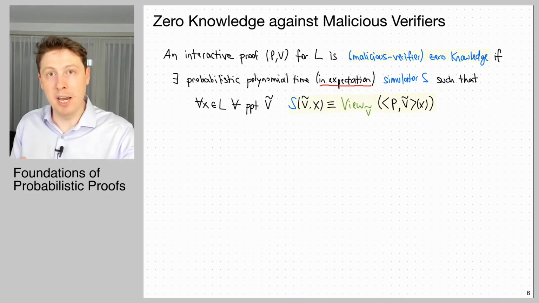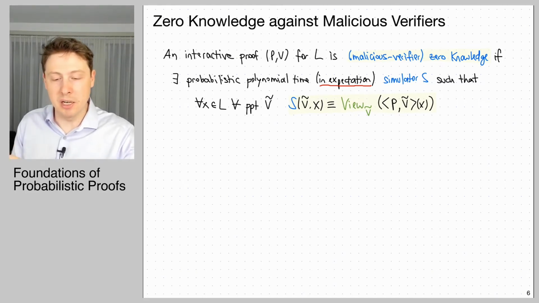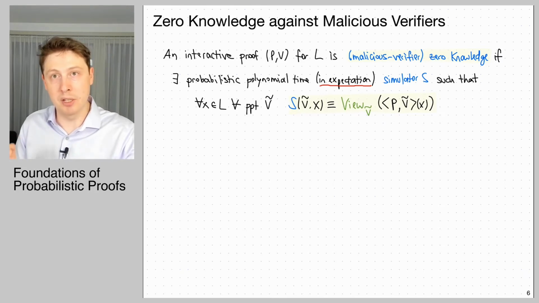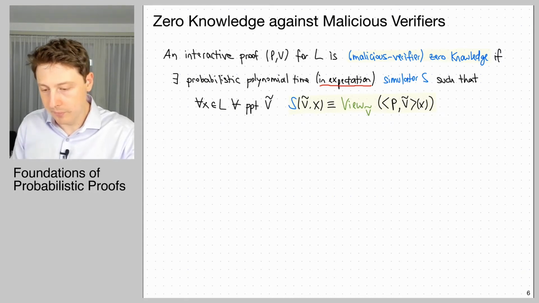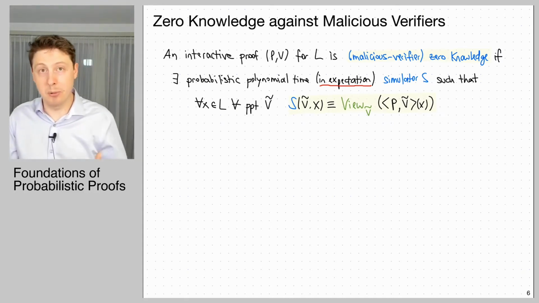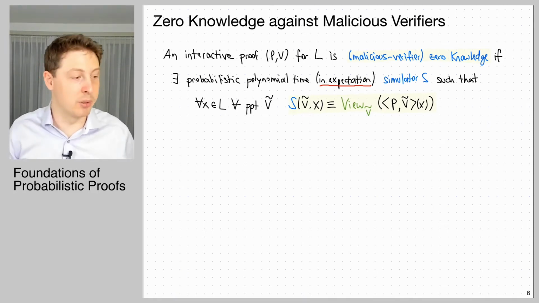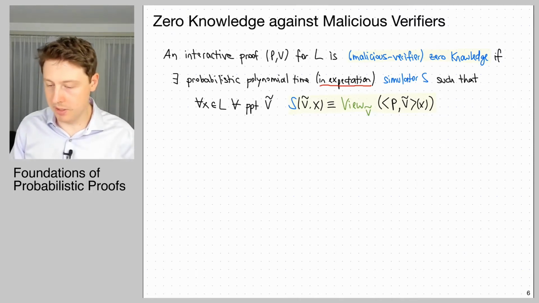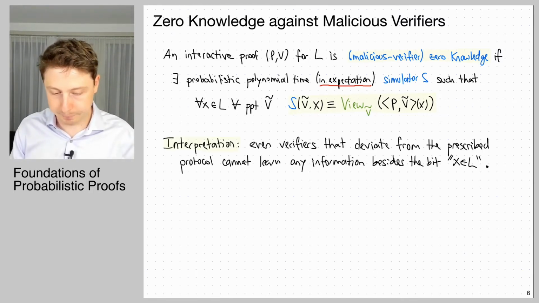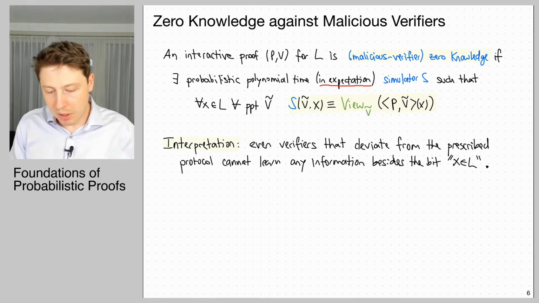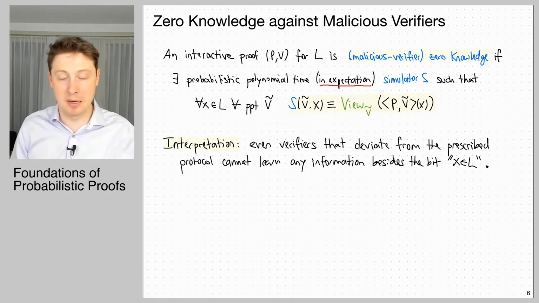So remember, the running time of a probabilistic algorithm is itself a random variable, and we're saying that the expectation of that running time is polynomial. Okay, that's what we're saying here. So that's just a relaxation, and we're going to be using it right away. And there are some results that talk about how strict polynomial time simulators are not really very powerful. And here the intuition is that even verifiers that deviate from the prescribed protocol cannot learn any information besides the bit of whether x is in L. Okay.